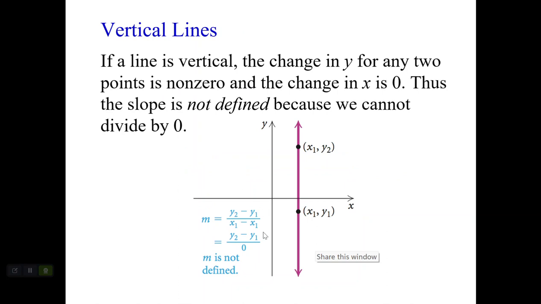Okay, vertical line: x did not change, y changed, but x did not change. So you're going to have a 0 in the denominator, and we said that 0 in the denominator is a no. So that is undefined slope. Okay, undefined slope. So I usually tell people, you cannot ski vertically, right? You're going to be in free fall. So that is this one right here.